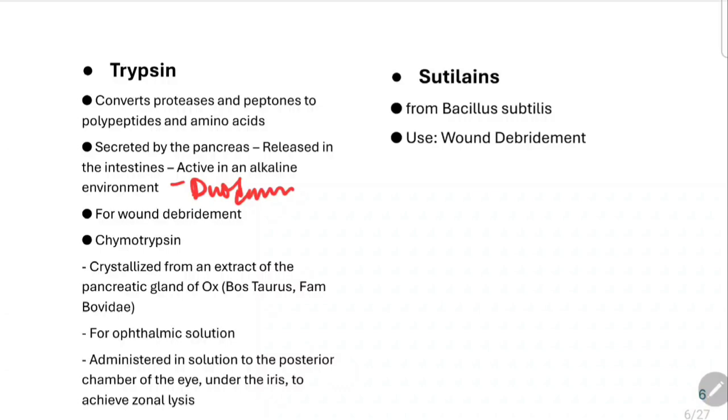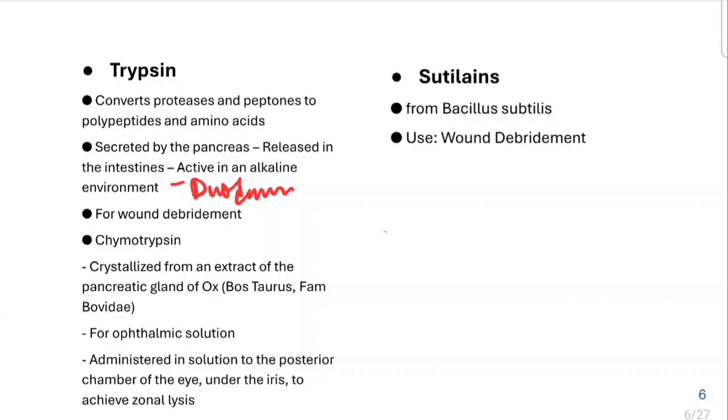Okay, on your duodenum. And usually, your trypsin is used for wound debridement. So, yung paglilinis ng sugat. Bakit? Okay, it lyses the proteins that are found in the tissues, and it helps also in degrading microorganisms.